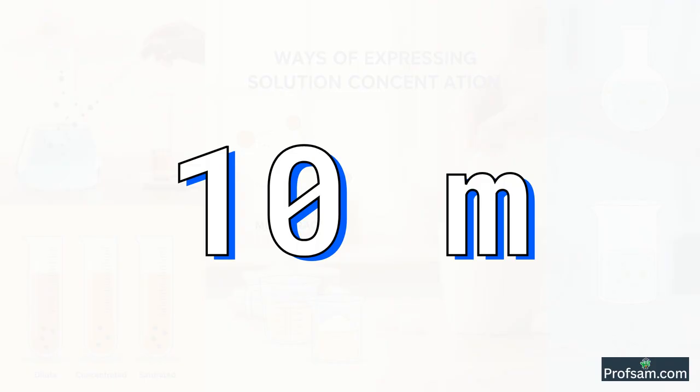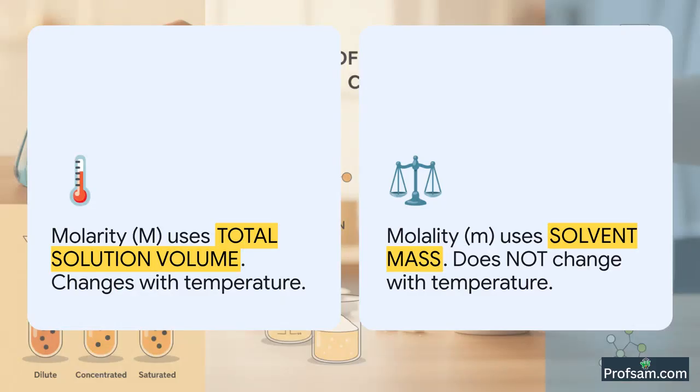Now just notice, for the very same solution, we have 9.5 molar and 10 molal. The numbers are different. So this is the crucial difference you must remember. Molarity uses the total solution volume in its denominator. Molality uses only the solvent mass. And this has a very big practical implication.